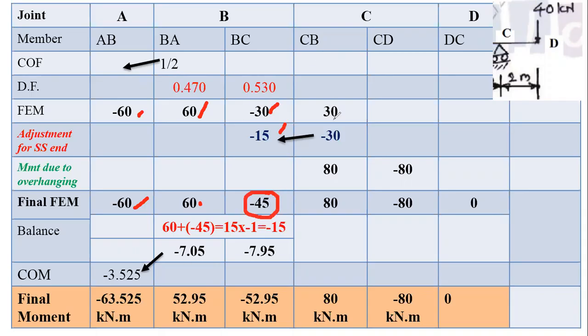Then for CB, plus 30 minus 30, this will be 0, plus 80. So plus 80 for CB. And for CD, it will be minus 80. And for DC, it will be 0. Free end. D is free end. So that's why movement will be 0. So this is the adjustment we have done, and after the adjustment, we have worked out the final fixed end movement. Final fixed end movement find out केला.